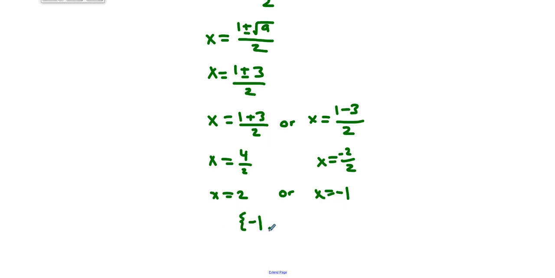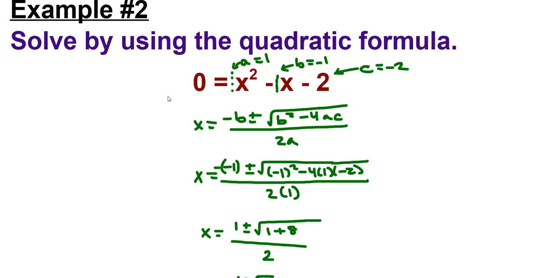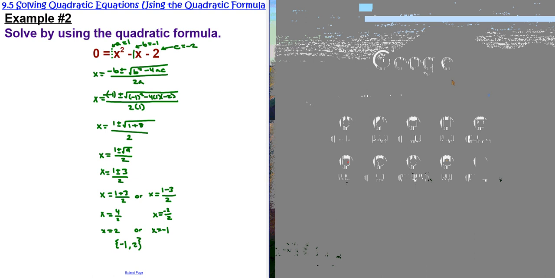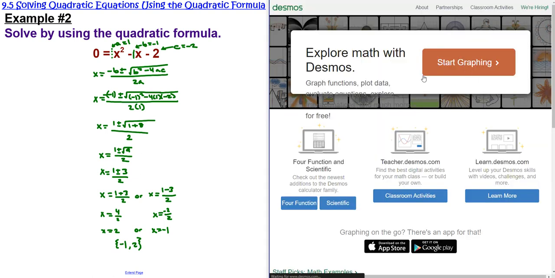Now I said I didn't know if we'd have enough time to solve by graphing, so I just want to show you so you can at least get exposed to this a little bit. If I were to plug this into some graphing software, we could graph this one by hand, no problem, but let me just show you to speed this up. I'll plug in y equals x squared minus x minus 2.